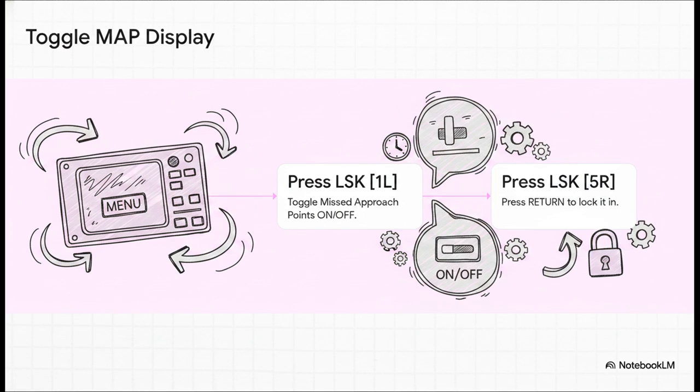From any nav page, you first press the menu button. Then press line select key 1L to toggle the missed approach points display either on or off. Finally, to lock it in and go back, press return by hitting LSK5R.